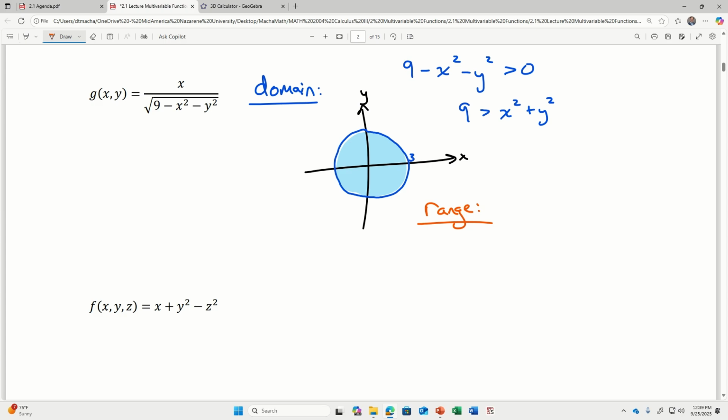This is a hard one. Think about that. Why do you say the range should be from positive 3 to negative 3?